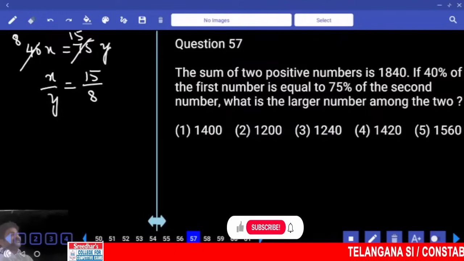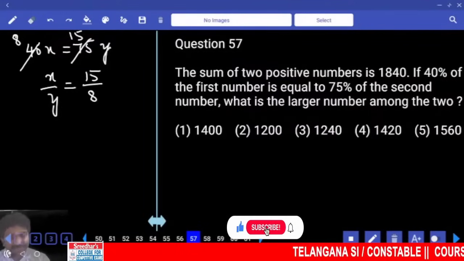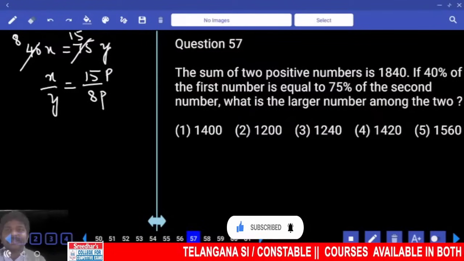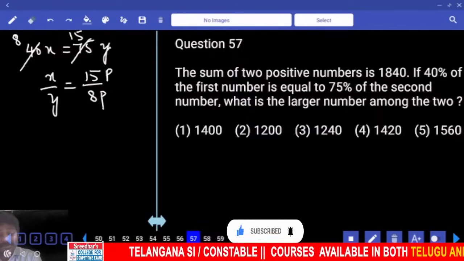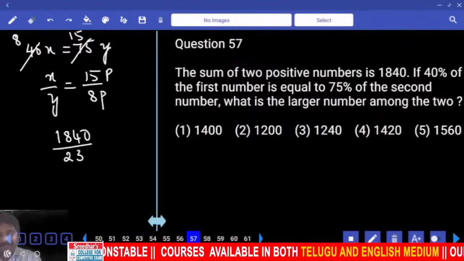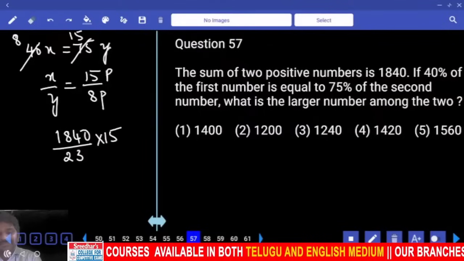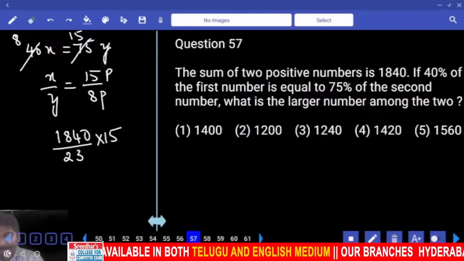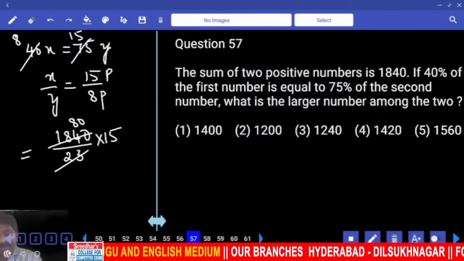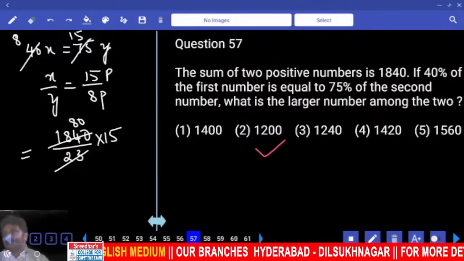Two options are there, so we have to go for cancellation. First number is 15 parts, second number is 8 parts. Total sum of two numbers is 1840, which is divided into 23 parts, and we need the larger one, which is 15 parts. 1840 divided by 23 is 80, 80 into 15, 1200.